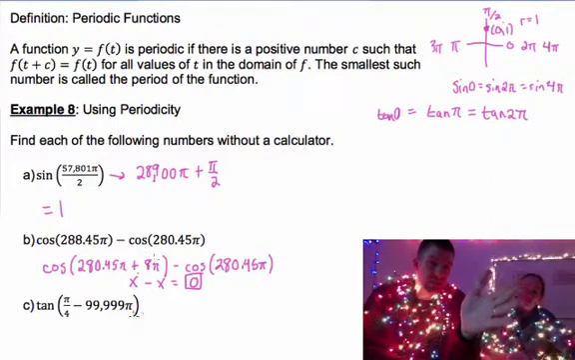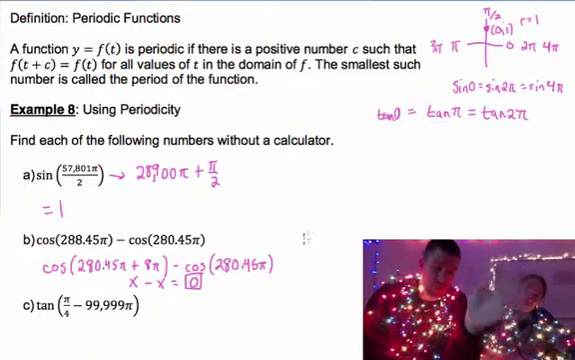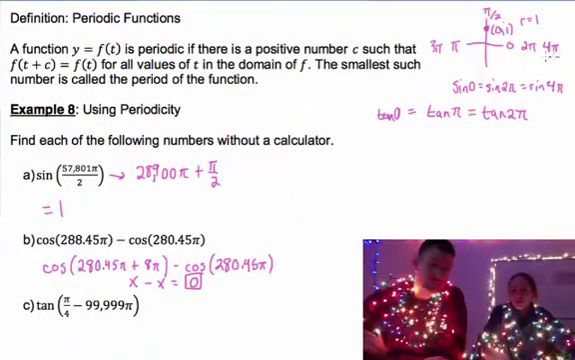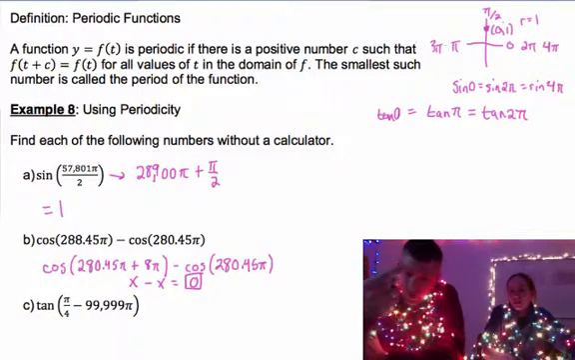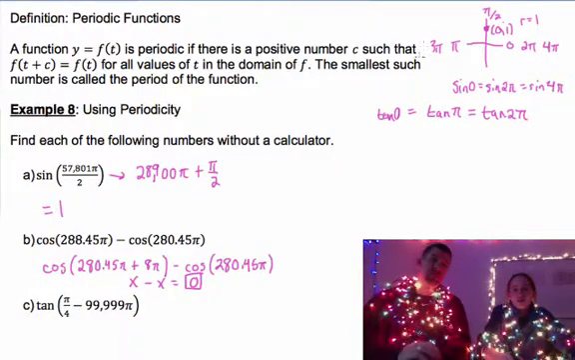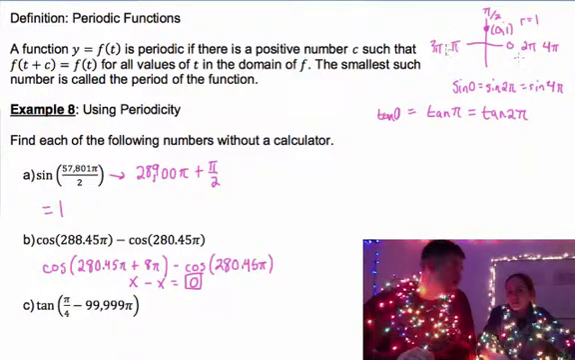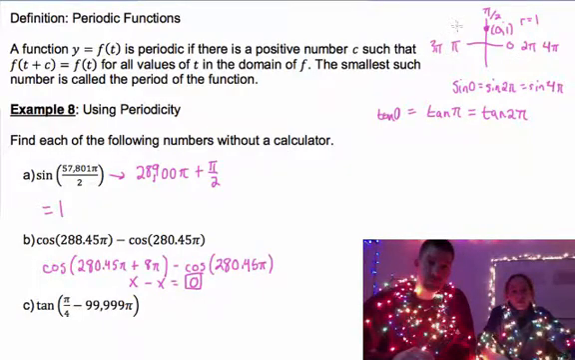C, tangent of pi over 4 minus 99,909 pi. I think I know right where that one is. It's going to be the exact same thing as saying pi over 4 minus pi, because all our even pi's are on the right side, so all the odd pi's have to be on the left. And it doesn't matter that it's negative, that still works.